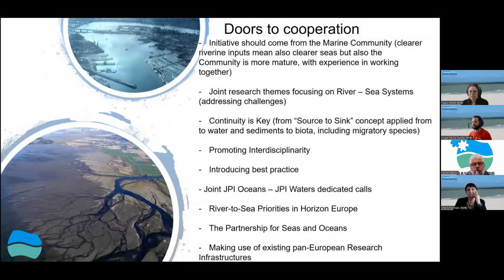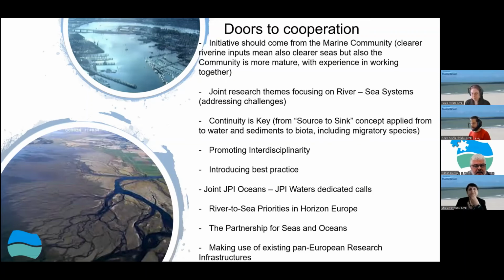So which should be the doors to cooperation? I really think, from all my heart, that the initiative should come from us. It should come from the marine community. And it's a clear advantage also for us. Riverine inputs mean also clearer seas. But then the marine community has a longer period of working together. We go back more than 60 years with an accelerated cooperation in the past 3 decades. There is experience in working together. There is experience in learning each other's language, attracting the freshwater scientists. It will not be easy, but it needs to be taken into account.